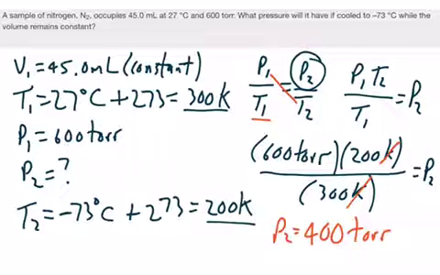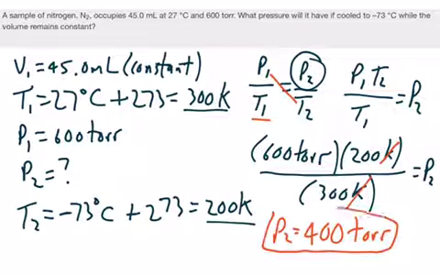And I'm going to leave it with one significant digit because the 600 is the variable there that only has one significant digit. Now notice, if you look here, the temperature went down. So notice that the pressure should also go down, and the math confirms the theory. So this is a Gay-Lussac's law problem.